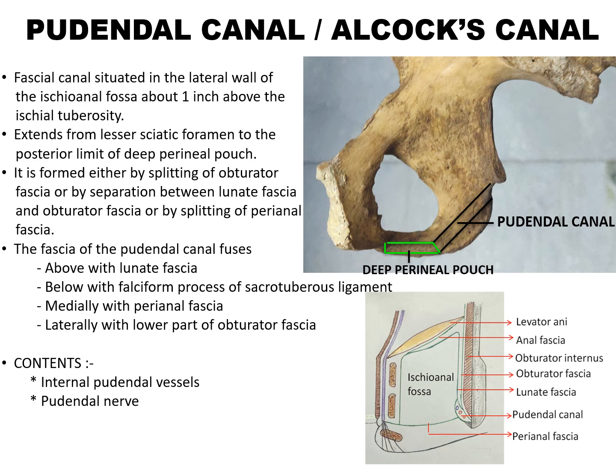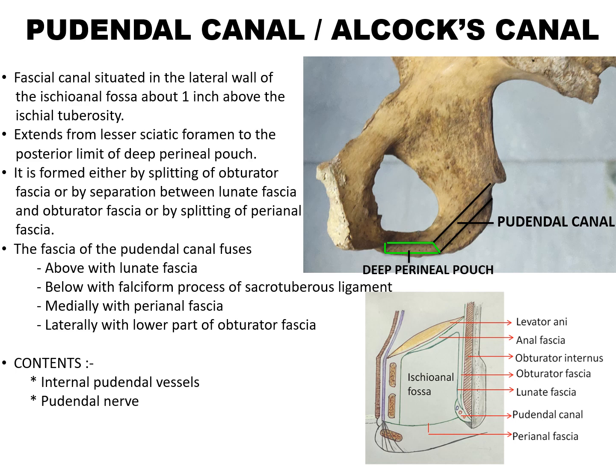The pudendal canal is otherwise called Alcock's canal. In the first diagram, the pudendal canal is indicated by a space between the two black lines. In the second diagram, if you carefully observe, the pudendal canal is situated in the lateral wall of the ischioanal fossa. The pudendal canal or Alcock's canal is defined as a fascial canal situated in the lateral wall of the ischioanal fossa about 1 inch above the ischial tuberosity.